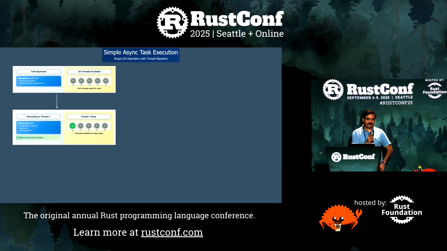The task starts running. Tokio poll is called, and thread T1 is assigned, and the task is running till the await point is reached. When the await point is reached, the poll function exits with a pending state, and the task is no longer assigned to thread T1, and all the threads are now available for any other task to really take it over.